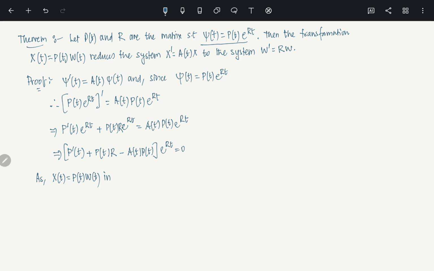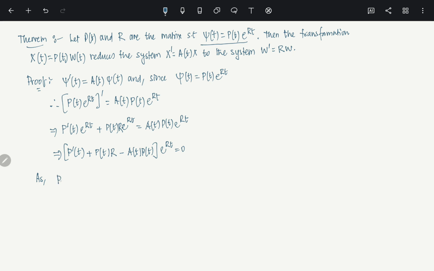So see, X, why I wrote Y there: basically X solves this problem, right? So you take that solution X and write it as X equals P(t) times W. That's what the idea is. See, X solves this problem, right? So what I'm trying to say is this.